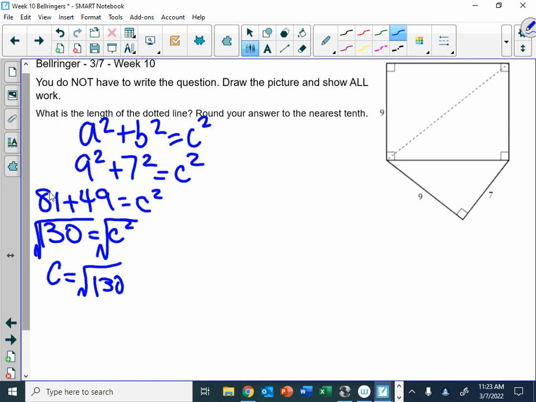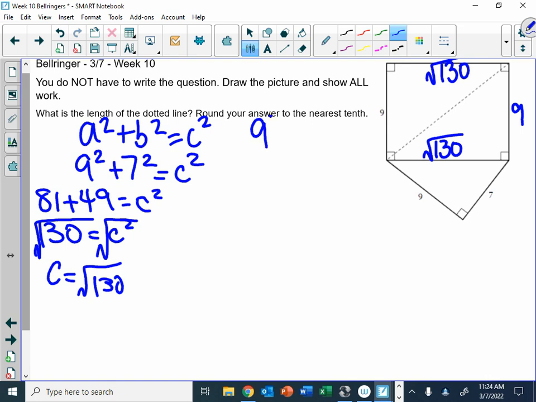So this piece now is square root of 130. This is a rectangle up here. We haven't talked about rectangles, but we know that opposite sides of a rectangle are congruent. So that means this side is going to be 9, and this side is going to be square root of 130. Now I've got two sides of a triangle. I can figure out the dotted line. Dotted line, leg or hypotenuse? Yeah, it's a hypotenuse. So once again, I'm looking for c.